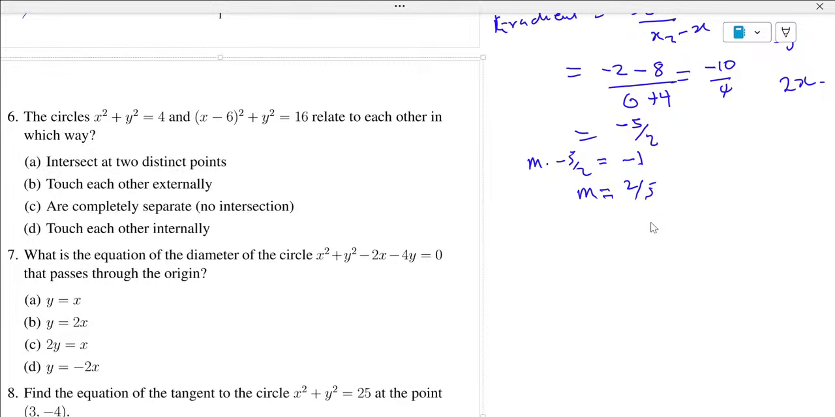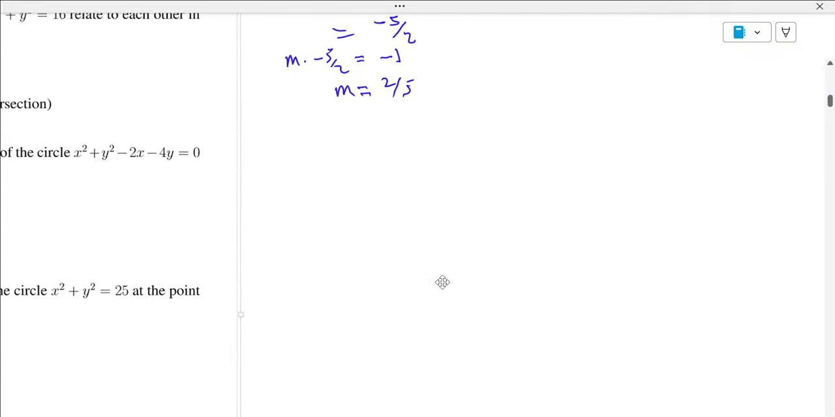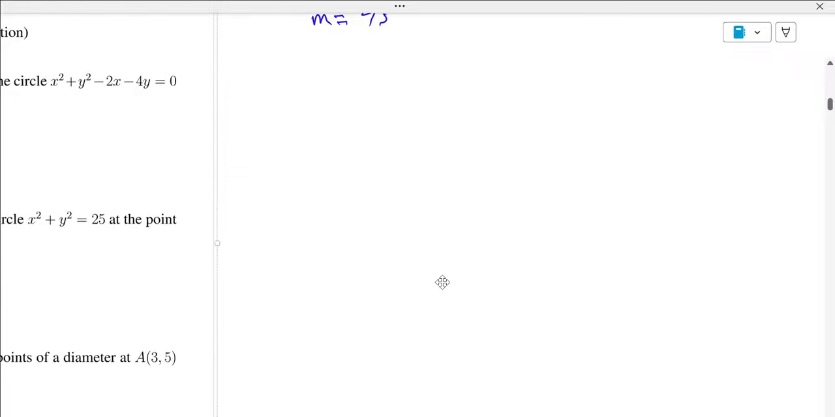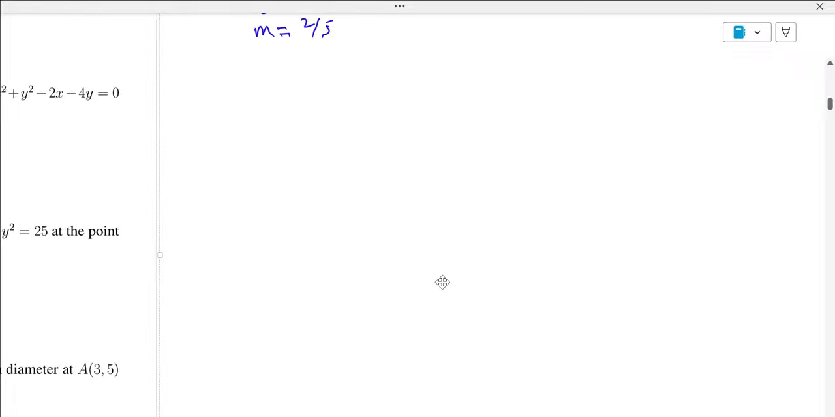So first, you determine the center and then the radius of these circles that have been given to us. These are the two circles. If you remember, we did this topic. We are supposed to look at in what way they relate with each other. So the first step is to find the center and the radius.